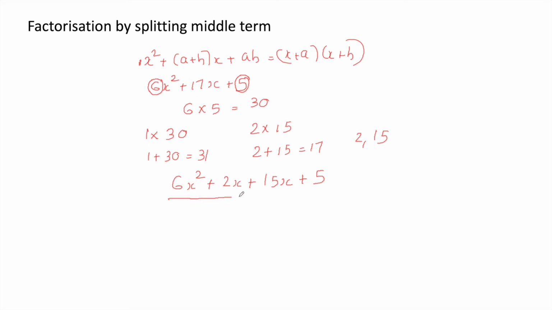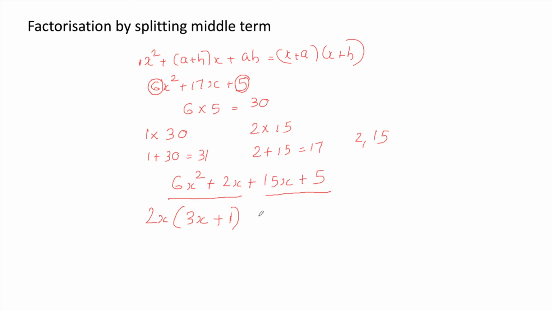Now we can group the polynomial as two groups. This is one group, this is one group. Consider 6x square plus 2x. Is anything common between these two? Yes, 2x we can take out as common. When we take out 2x, what is remaining? It is 3x. And here 2x is already taken out, so only 1 remains.